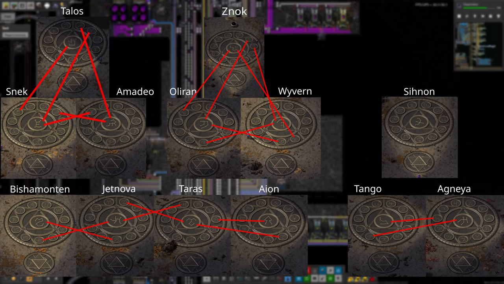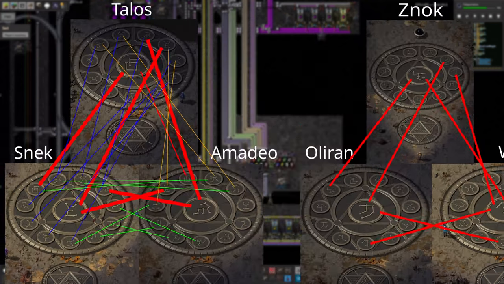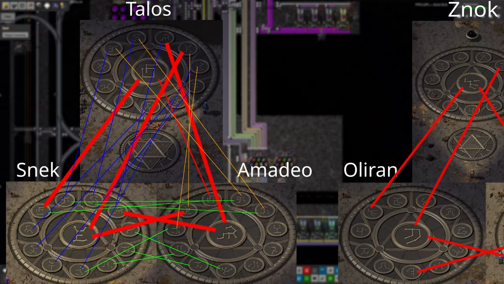The other thing I've noticed is that when you have a match like this, when you have a center symbol linked to an edge symbol, the symbols around that edge symbol tend to link to the symbols around the other one's edge symbol on the other one.